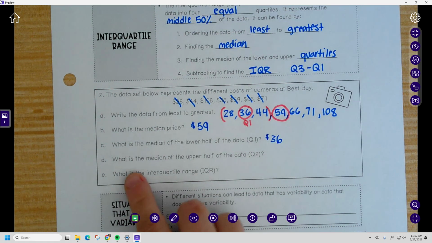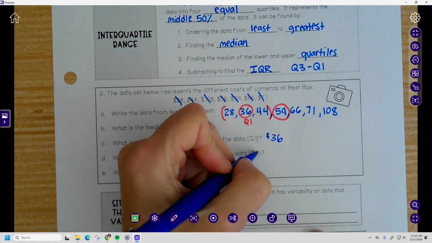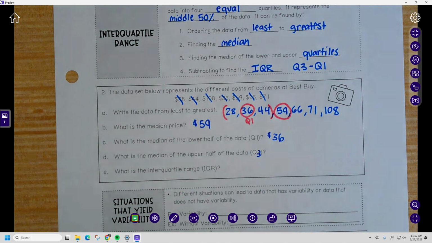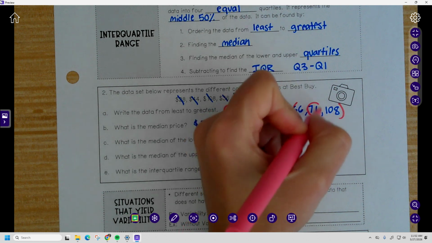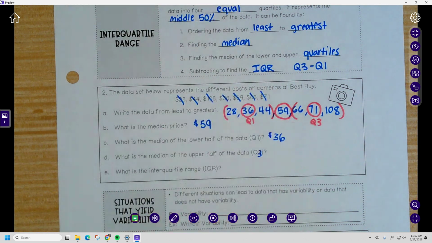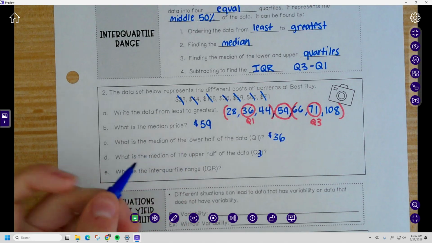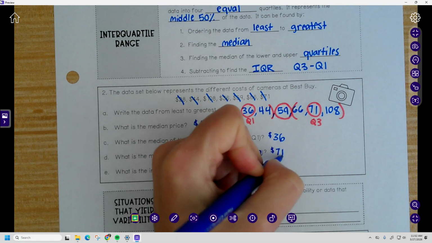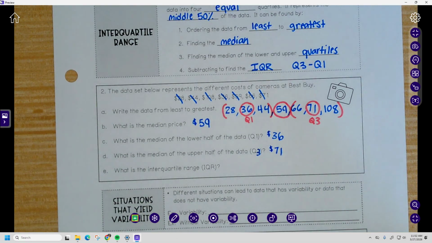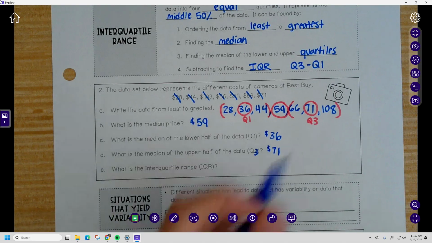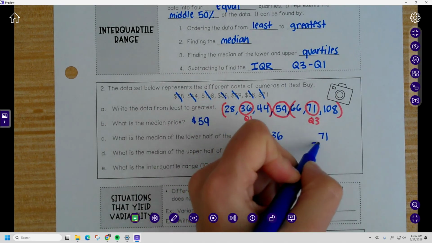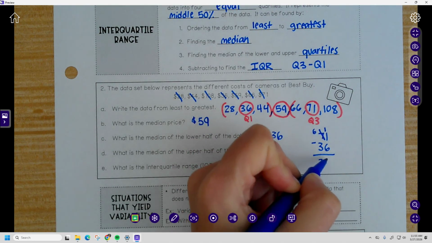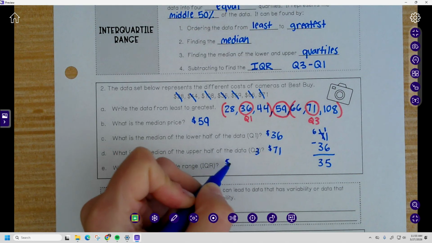There is a typo on this one. It says, what's the median of the upper half? That's supposed to be Q3. So change that Q2 to a Q3. And then you can see that would be 71. All right, now see if you remember what to do to find the interquartile range. All you have to do is Q3 minus Q1. I got $35.